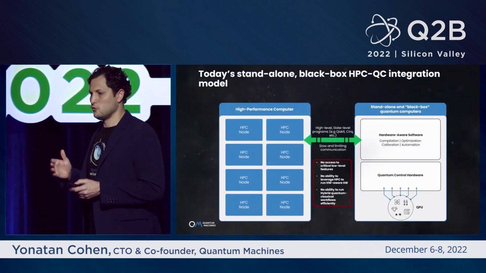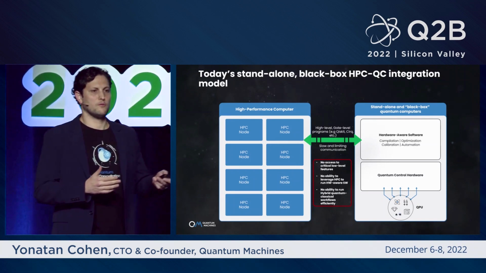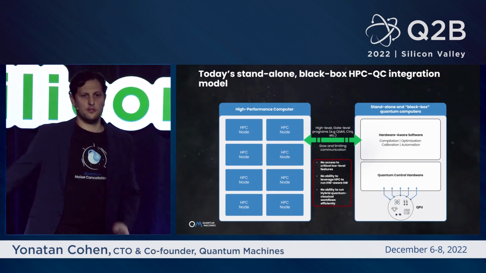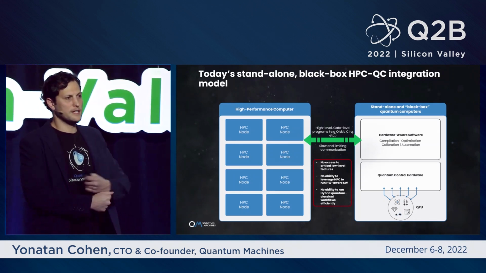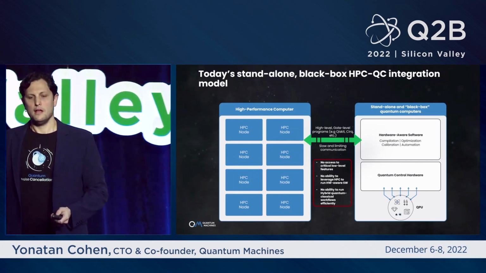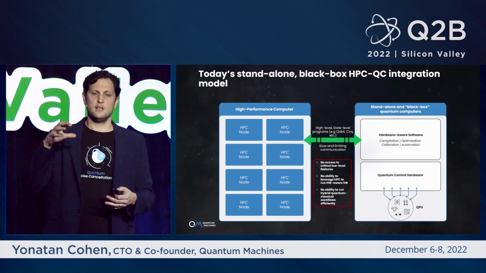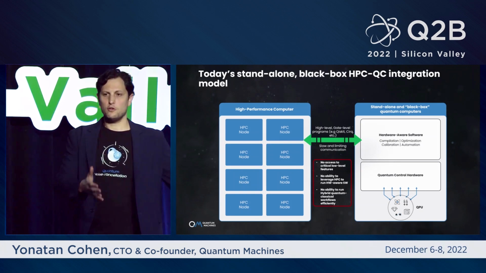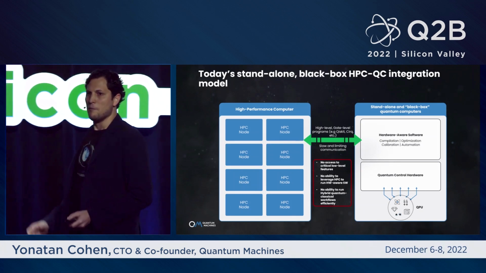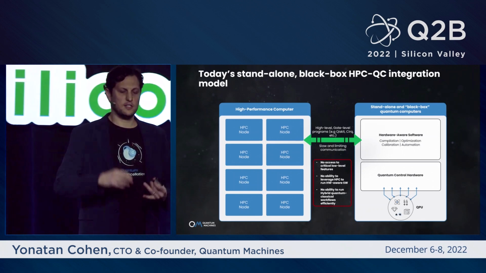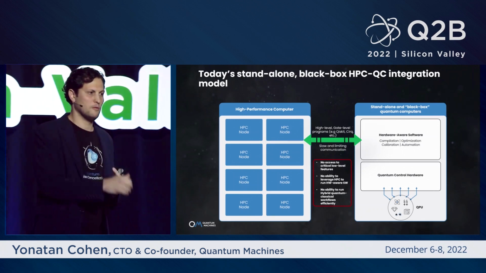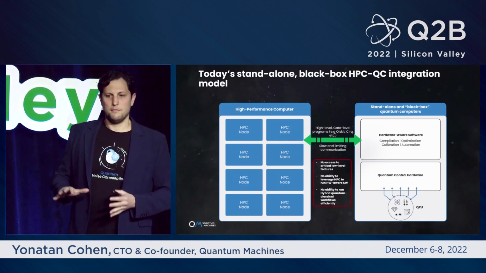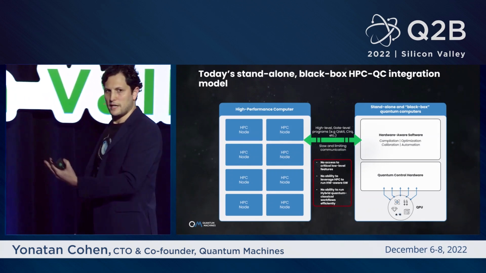Today, what we're seeing in the field is what we call the standalone black box HPC-QC model, where you have your classical computer, and then you get a quantum computer, and they're loosely integrated in a sense that I'll mention in a bit. If you look into the quantum computer, you see three major components. We have the QPU, of course. We have the control hardware that I just mentioned, but we also have a lot of software. This includes the compilation, the optimization, the automation, and other things that are all running in the quantum computer, and there's no real access into them.